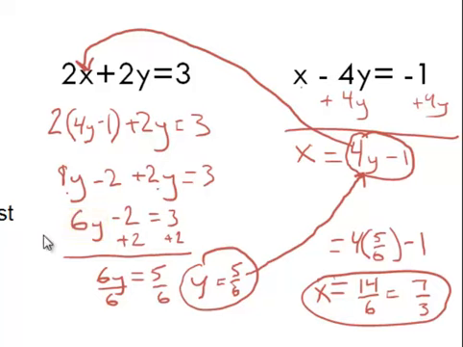So let me switch colors and write in a few corrections. So instead of 6y, this should be 10y, which means I should have divided by 10. And it still works out to be a fraction, but at least it's not as ugly. 5/10 is the same thing as 1/2. And if I plug in 1/2 over here, 4 times 1/2 is 2. 2 minus 1 is 1, and so that suggests an x value of 1. Let's test that instead.